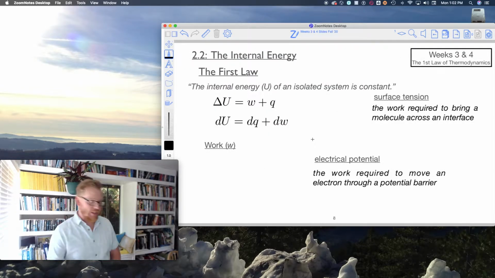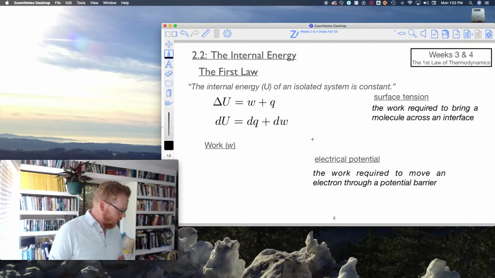Okay, so moving on. Let's dive into the first law of thermodynamics.